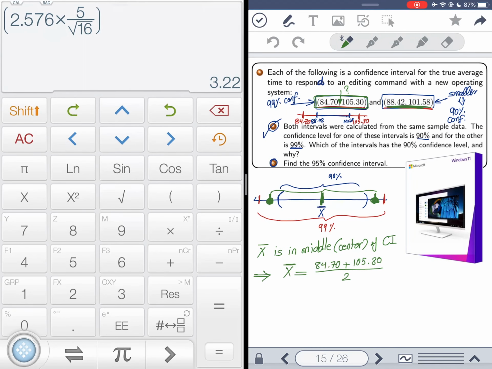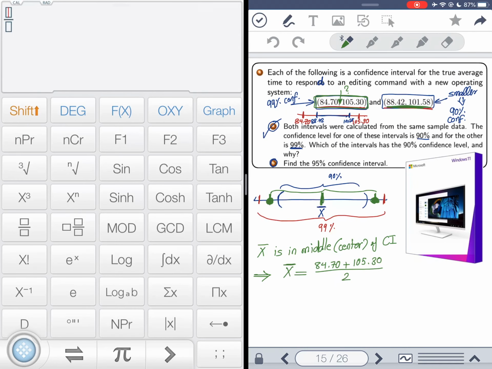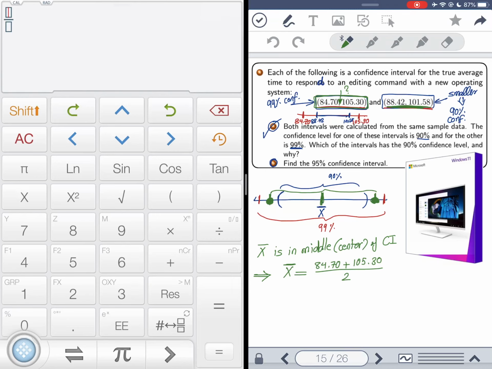Okay, so let's do it. We need a fraction and we will put 84.70 plus 105.30 divided by 2 equals 95. So very nice, we get 95. Oh, I need to tell you, 95 what? Usually the response time is given in milliseconds. A millisecond is 1/1000 of a second. So we got the sample mean in this case.